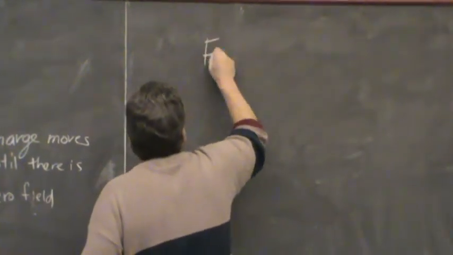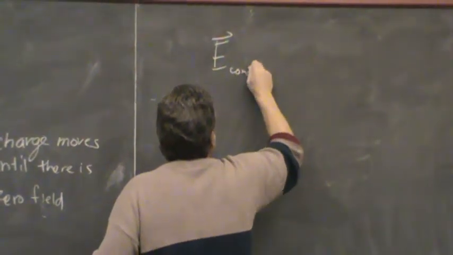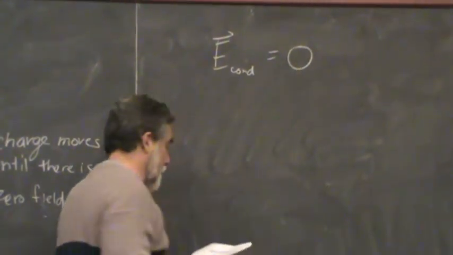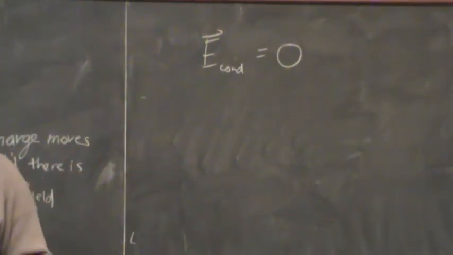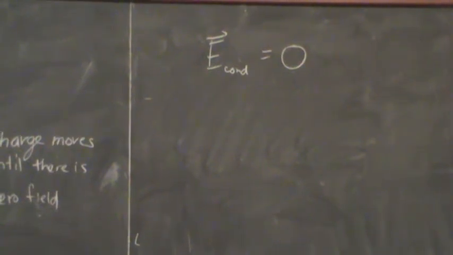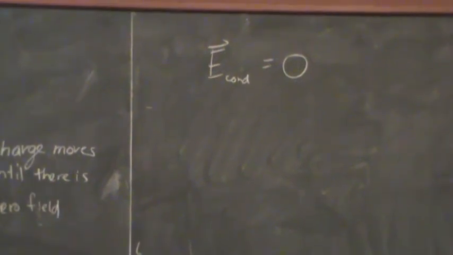So in a conductor, the electric field is 0. That has a consequence right away. Got from Gauss's law. Rewriting Gauss's law.